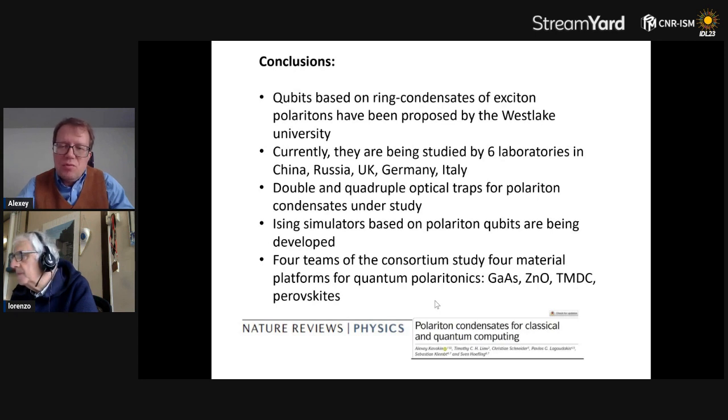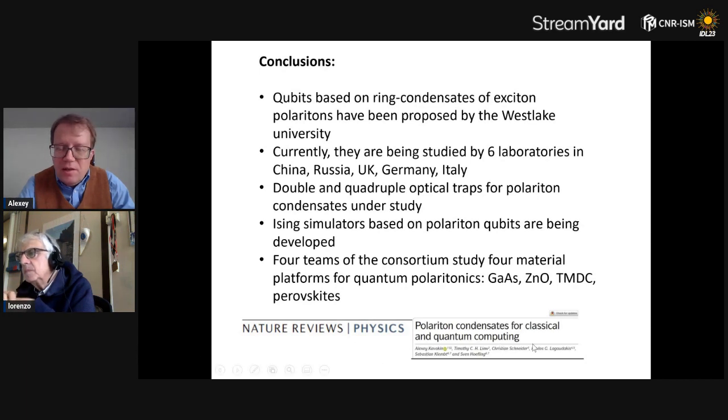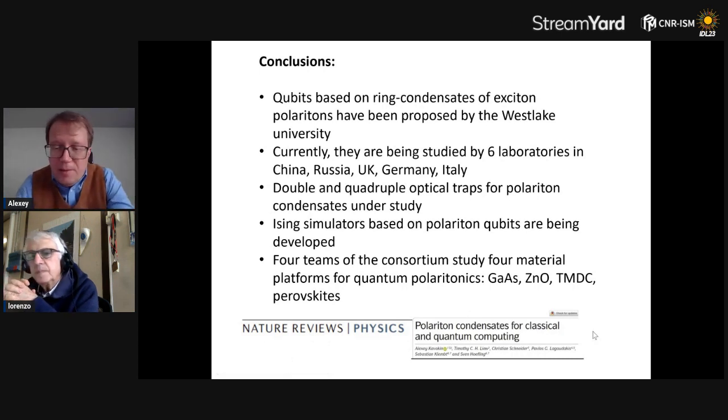The Chinese consortium that I represent as a Chinese professor now goes in four different directions, developing different material systems for quantum polaritonics. And there are actually the best Chinese universities involved in this research. So we cautiously hope that some significant progress will be achieved very soon. For more information, we recently published this review paper in Nature Physics, where we talk about polariton condensates for classical and quantum computing. And I would also be very glad to answer your questions.